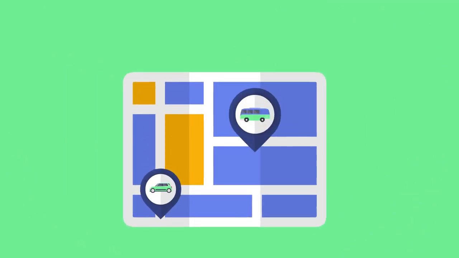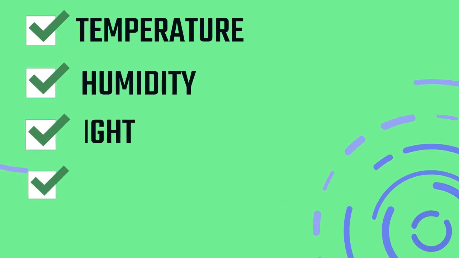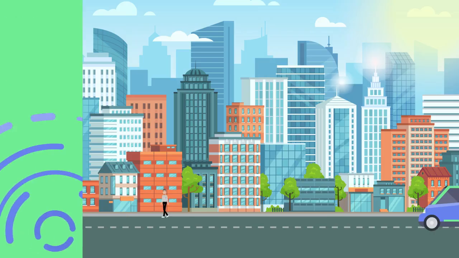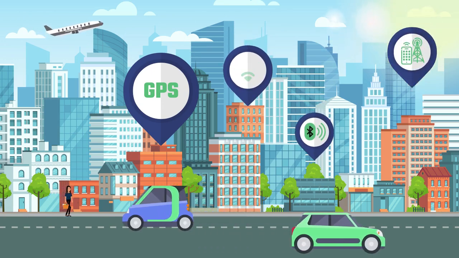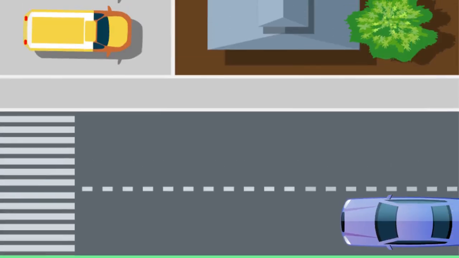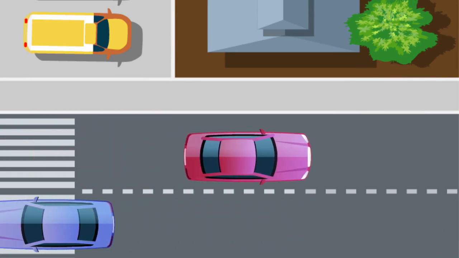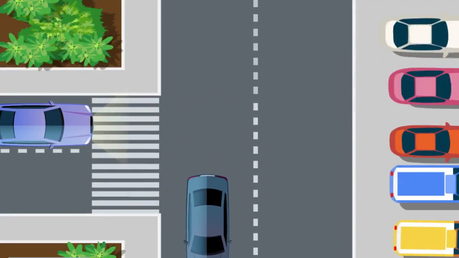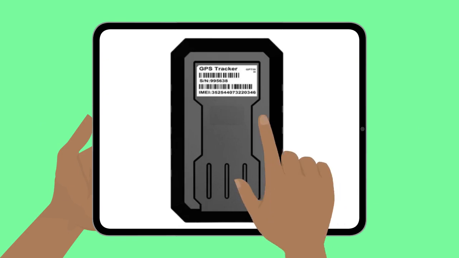Real-time tracking and monitoring of location, temperature, humidity, light, shock, and movement. GPS, Wi-Fi, Bluetooth, and cellular. Network: 2G, 3G, 4G, LTE-M, and NB-IoT. Built-in motion sensor. Built-in light sensors. One button activation.